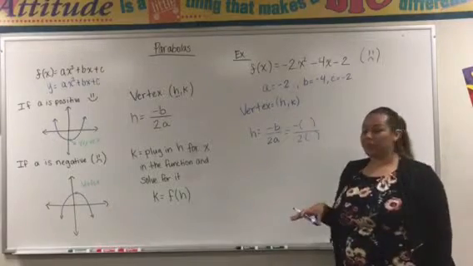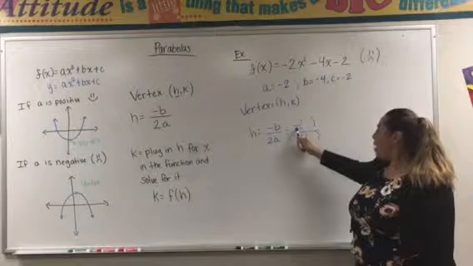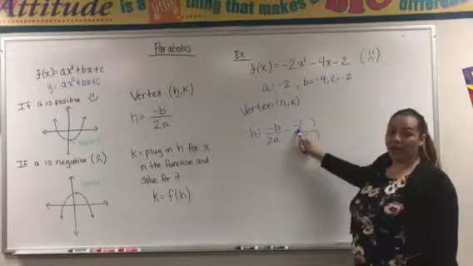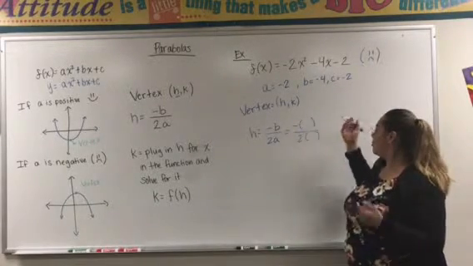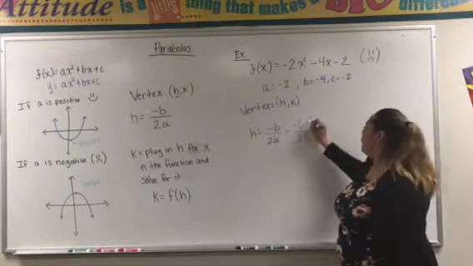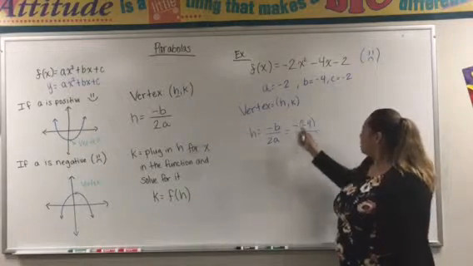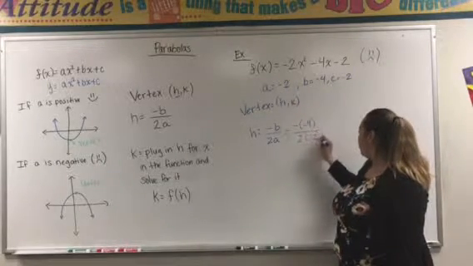The reason why I want you to put parentheses is because in this case, our b is negative 4. We also have that negative on the outside. If you don't put parentheses, some students might think, well, I don't have to put it again because I already have it, but no, we do have to put it again. So b is replaced by negative 4, a will be replaced by negative 2, and we're going to solve for it.